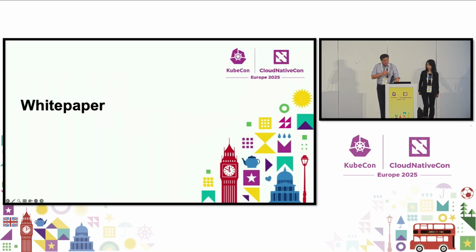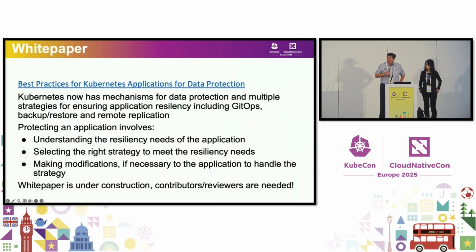Thanks, Xing. So we did a white paper previously on the need for data protection in Kubernetes. And now that we're wrapping up things like change block tracking, it was like, what can we do next? So we're starting a new white paper, and this one has two thrusts. We call it overall best practices for Kubernetes applications for data protection. That's kind of a mouthful.